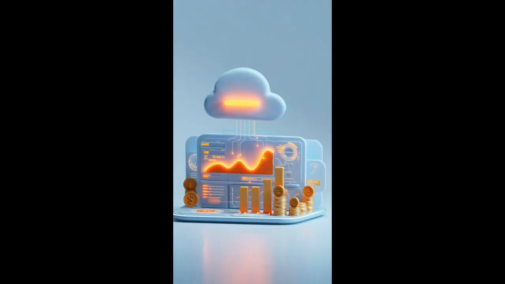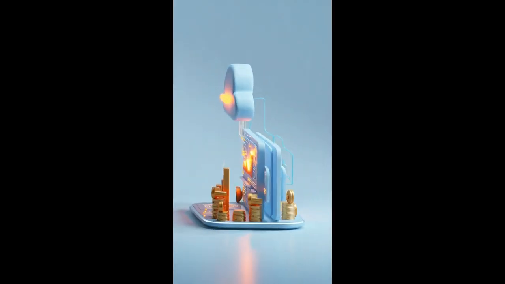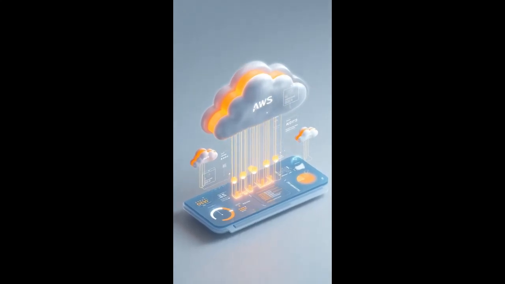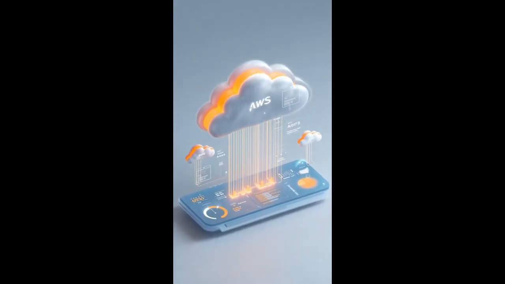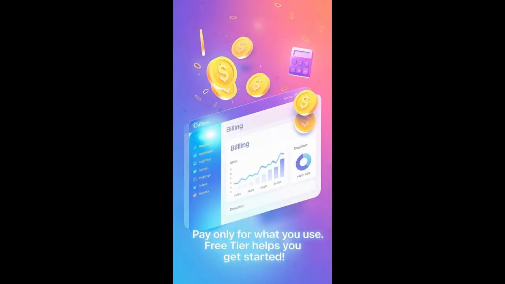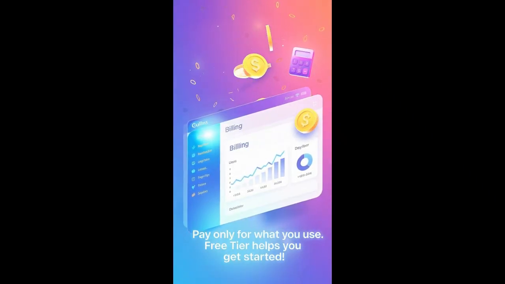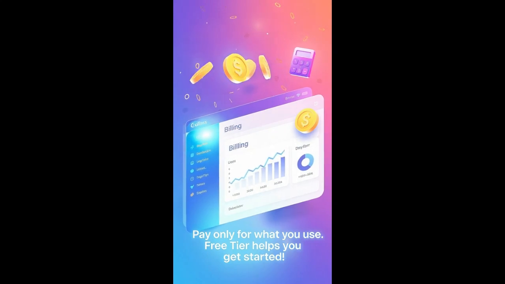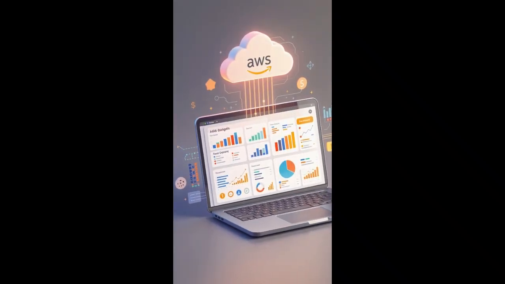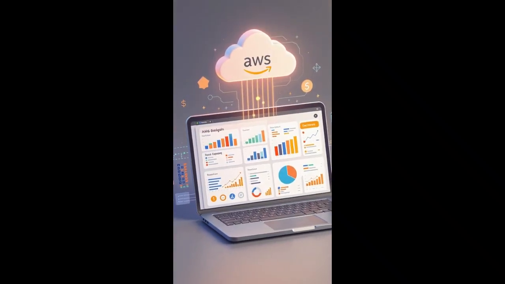Now, you might be wondering, how much does all this cost? Good question. AWS works on a pay-as-you-go model. You are billed only for what you actually use. And if you are just starting out, there's a free tier that lets you test many services without paying anything for the first 12 months. You can also track your usage and spending using tools like AWS Budgets and Cost Explorer.